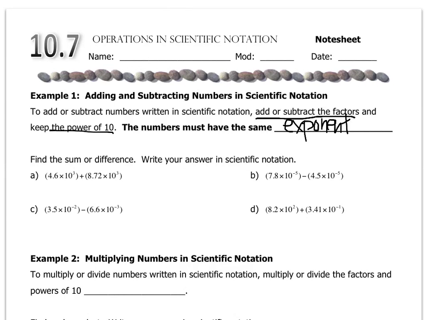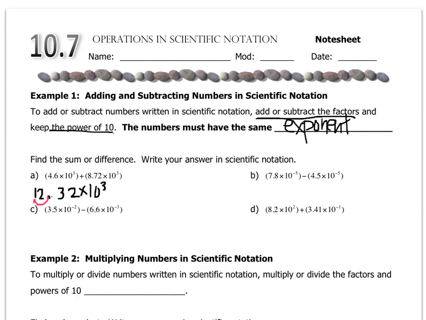So in letter A, we have the same exponent. They're both 3, so I can simply add or subtract the numbers and then keep the power of 10. So this gives me 12.32 times 10 to the third. But that's not in scientific notation, because in scientific notation, this is going to be between 1 and 10. So what I have to do is move the decimal over one more to the left.